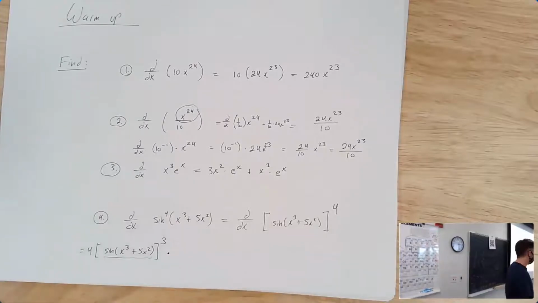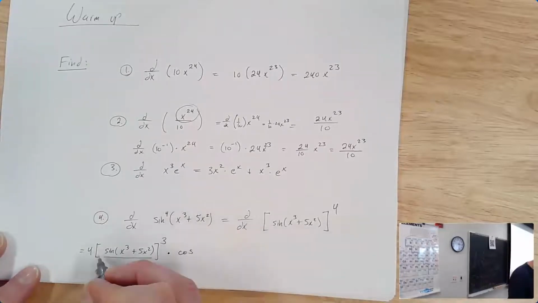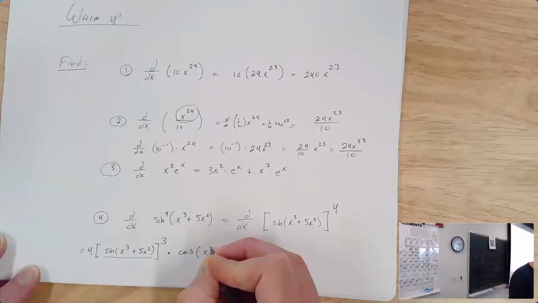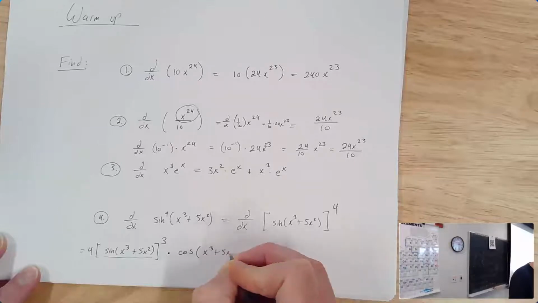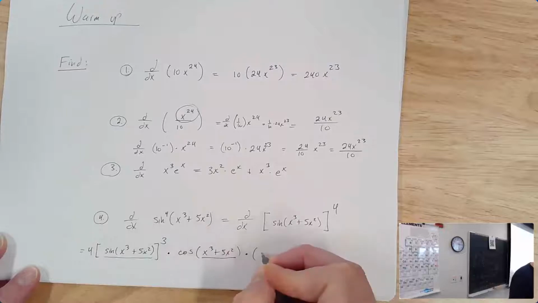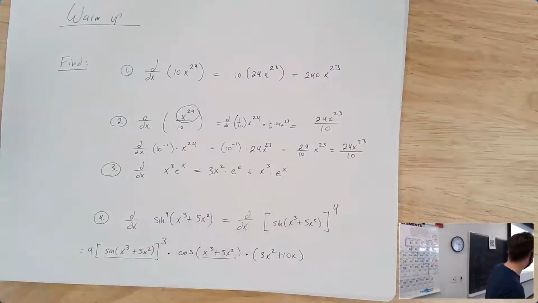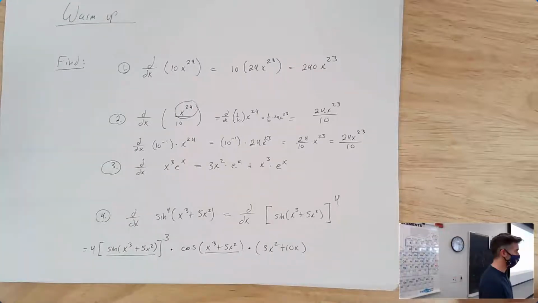The derivative of some stuff to the 4th is 4 times our stuff to the 1 less power, multiplied by, of course, as always, the derivative of the stuff. And the derivative of sine of something is cosine of the something. Then we have to multiply by the derivative of the something, which is 3x squared plus 10x. That's how we would do the derivative of that.